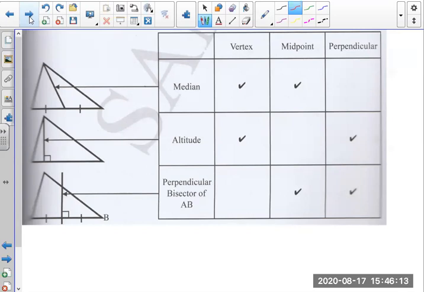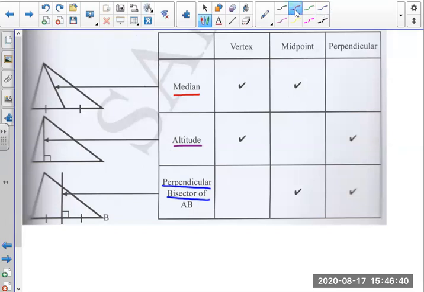It's new vocabulary again, between median, altitude, and perpendicular bisector. So it's words. If you don't know the meaning of the words, then you cannot do anything because you don't know what they're asking you. Now, what is median?